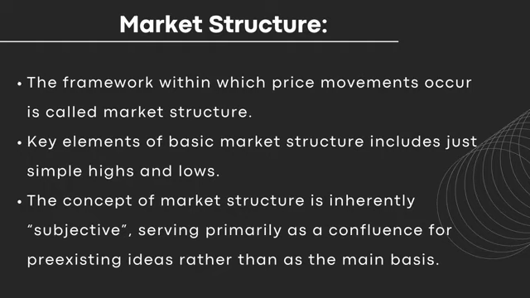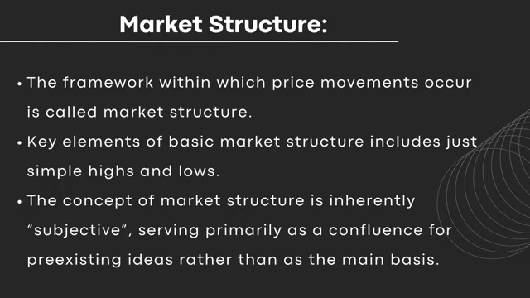So the basic and key element for market structure, whatever type of form it is, is just simple highs and lows or swing points. These three things are the main things that make up market structure, right? It doesn't matter whatever form or type it is, right? These three things, highs, lows, and swing points, make up market structure.